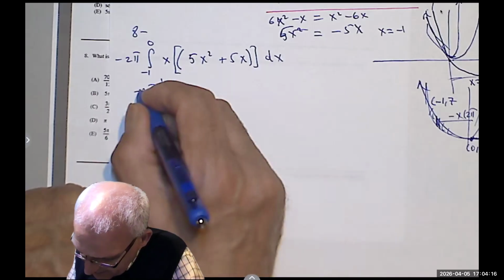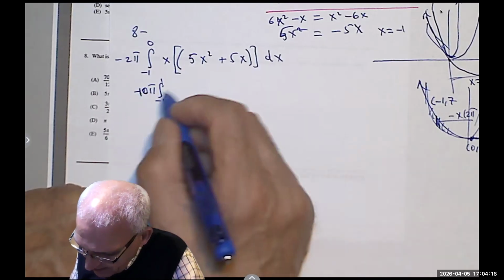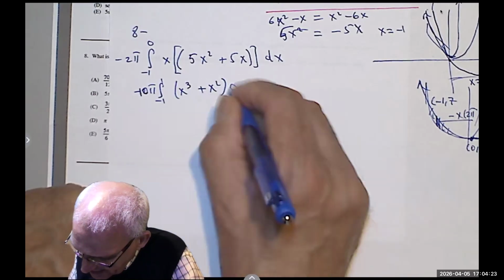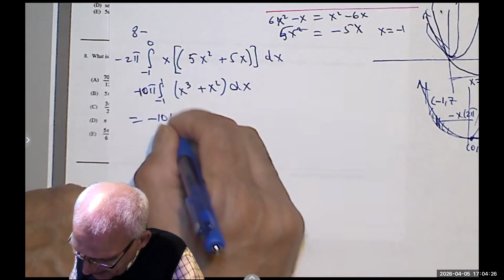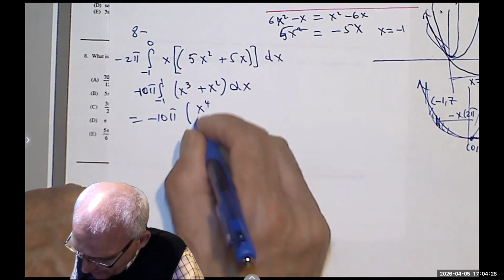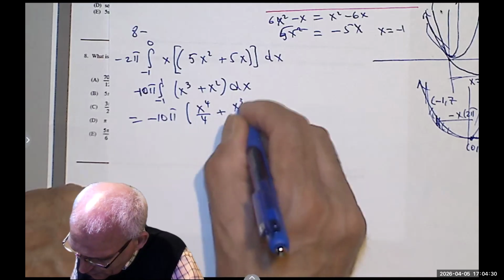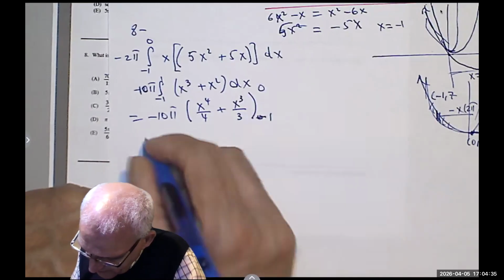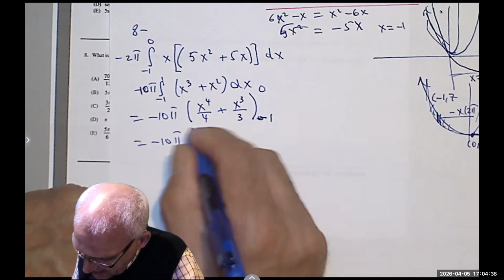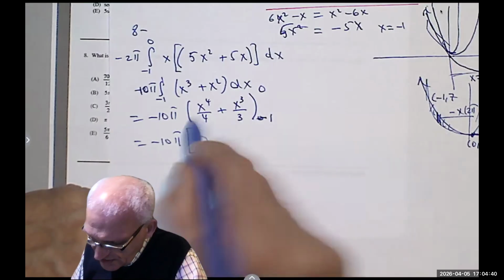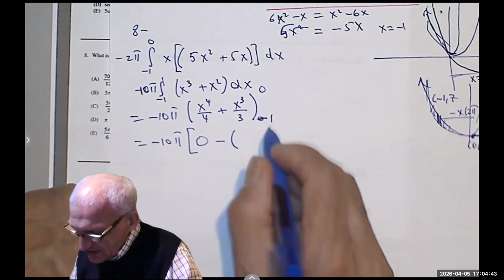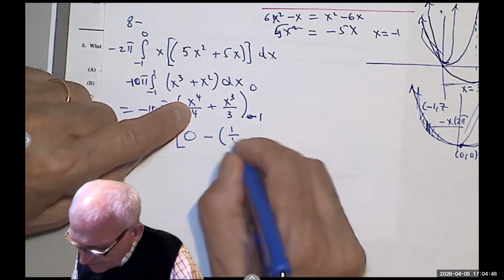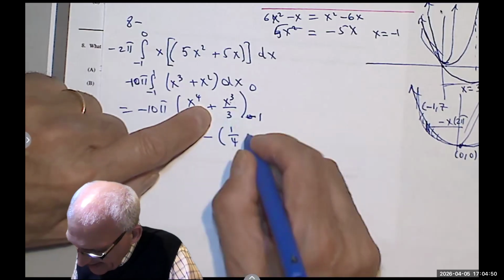In fact, I can take the 5 out, and this would be -10 pi times the integral of x cubed plus x squared dx, which equals -10 pi times x to the 4 over 4 plus x cubed over 3 evaluated from -1 to 0. That equals -10 pi times 0 when you substitute with 0, so don't waste time. And then when you substitute with -1, -1 to the 4 is +1, and -1 cubed is -1.